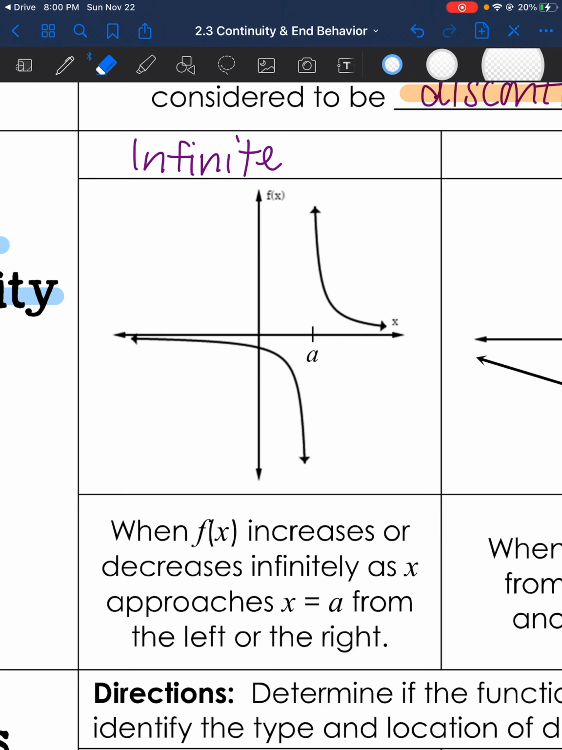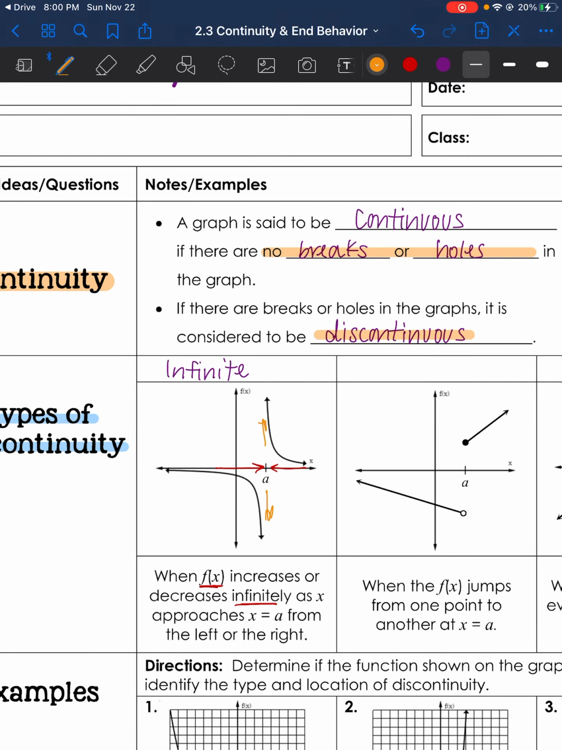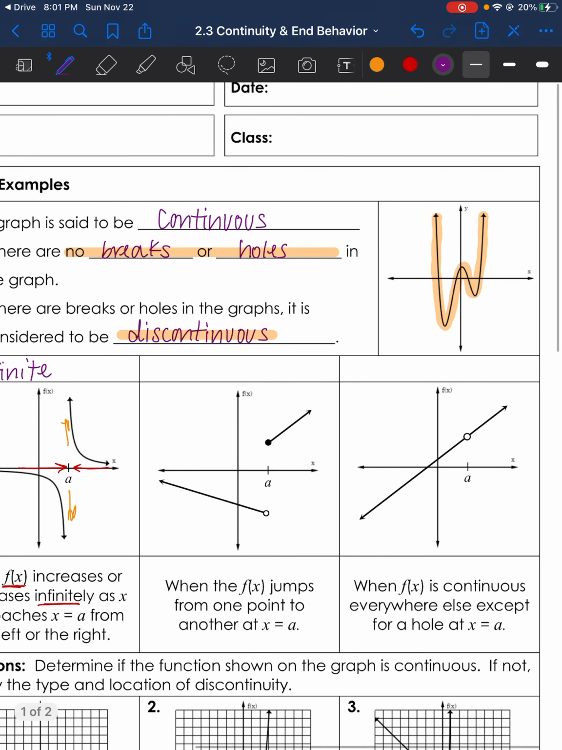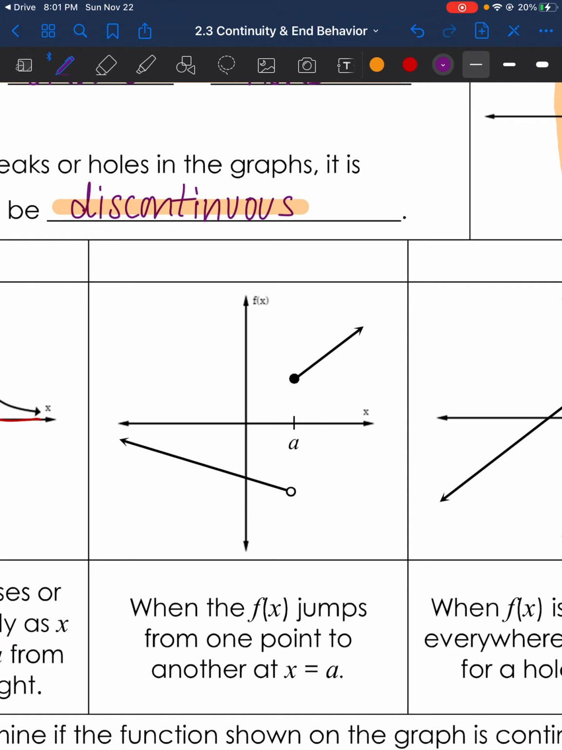Then I'm going to read this definition again. You have an infinite discontinuity when f of x, so we're talking about y values, increases or decreases infinitely. We're going to either positive or negative infinity as x approaches x equals a from the left or the right. So if we're on the x-axis going this way or this way, and our y values are going to either positive or negative infinity, then we have an infinite discontinuity there.